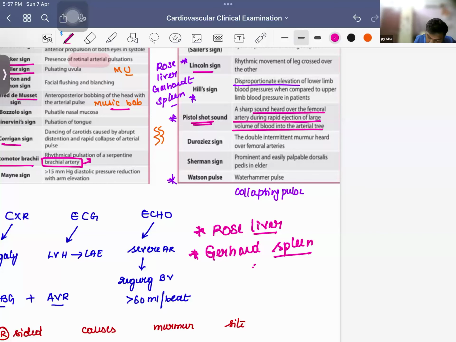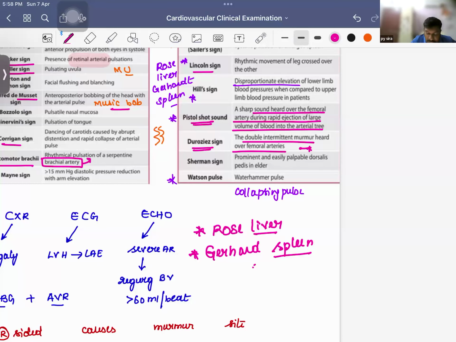And Duroziez sign is a double intermittent murmur heard over the femoral arteries. Over the femoral artery you hear a double murmur. This is called Duroziez murmur.